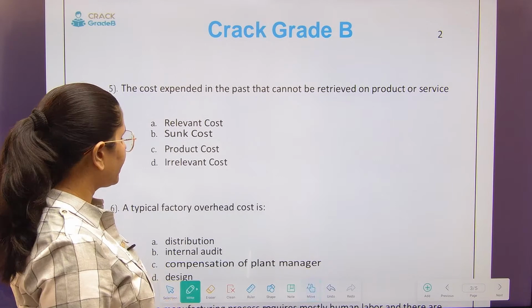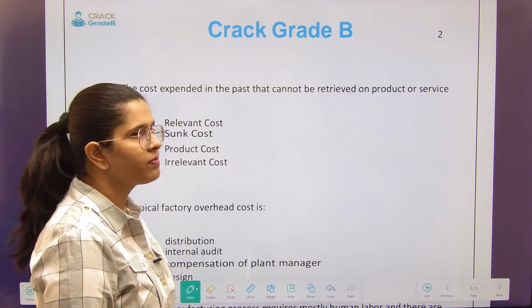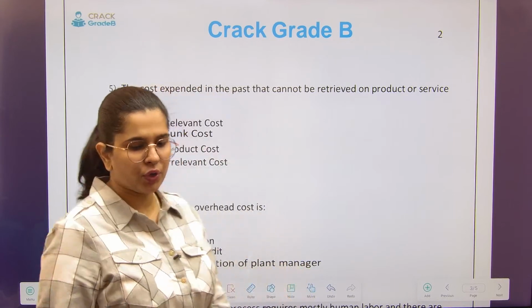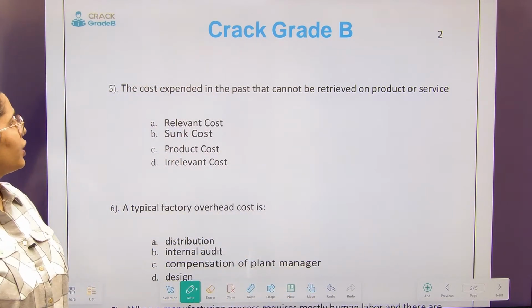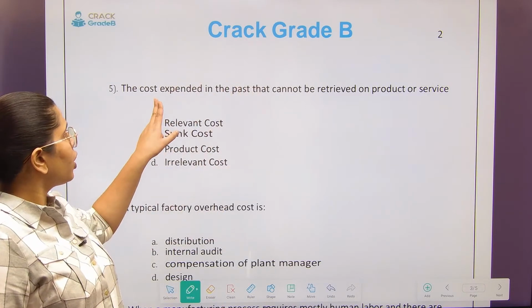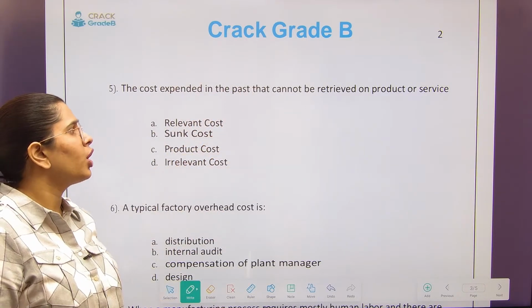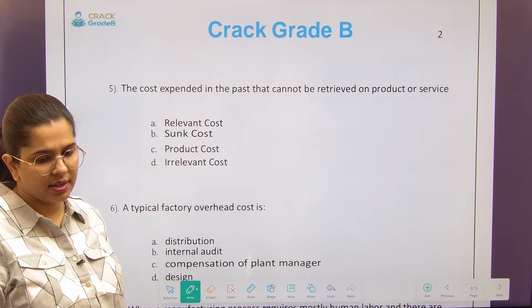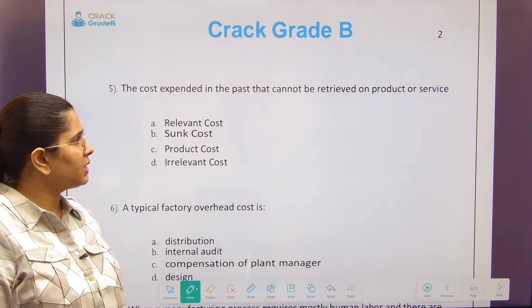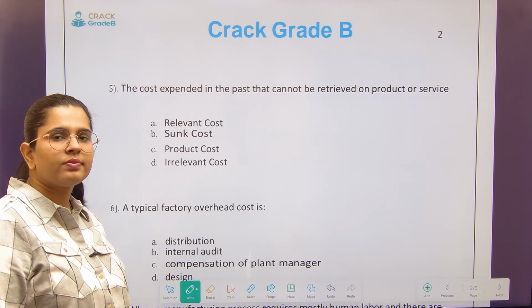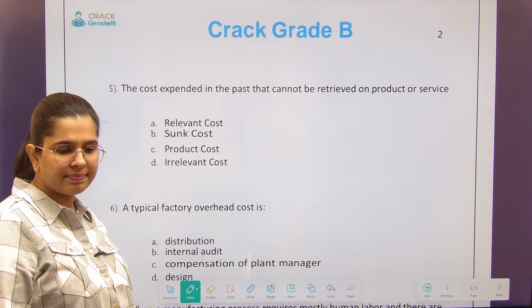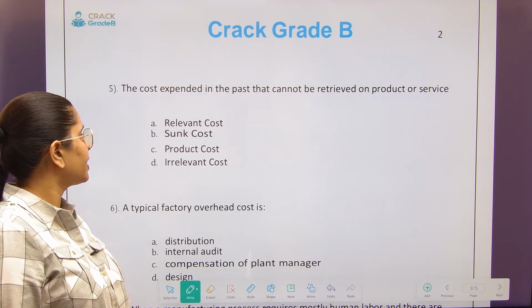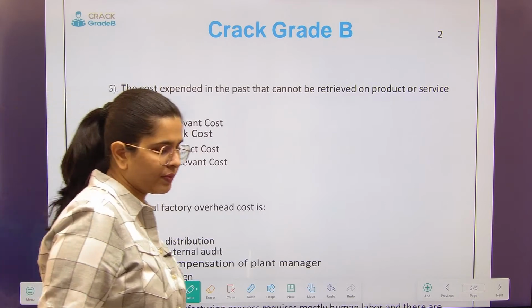Question number 5. Kind of similar question. Tell me what could be the answer for this. The cost expended in the past that cannot be recovered on a product or service will be known as what? What will I call this particular cost? Any idea, any guesses you guys want to make?